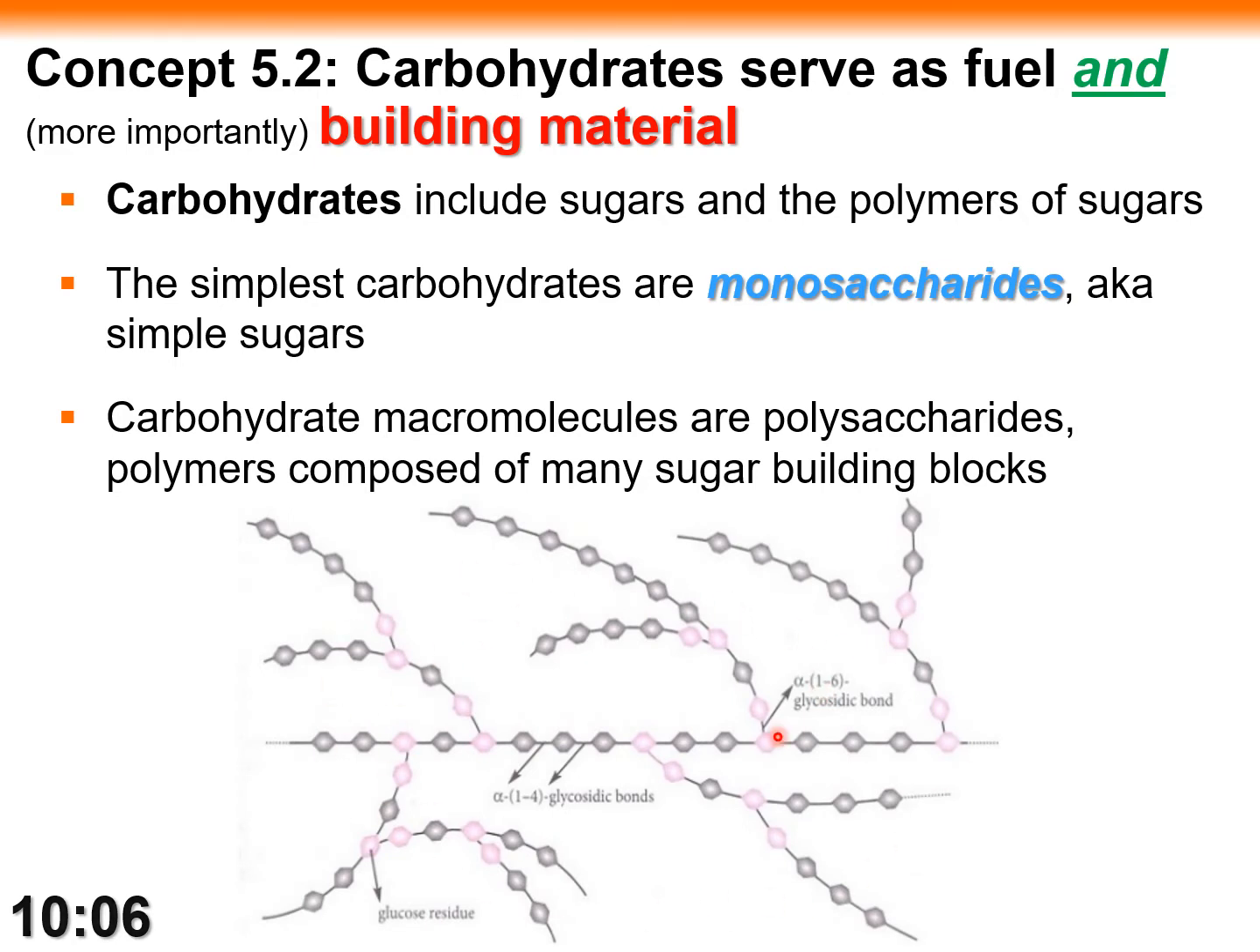The bonds between the monosaccharides are known as glycosidic bonds. And we label the glycosidic bonds, and again, these are covalent bonds made by dehydration synthesis. The numbers and the alphas and betas have to do with what part of the monosaccharide is being linked to another part.